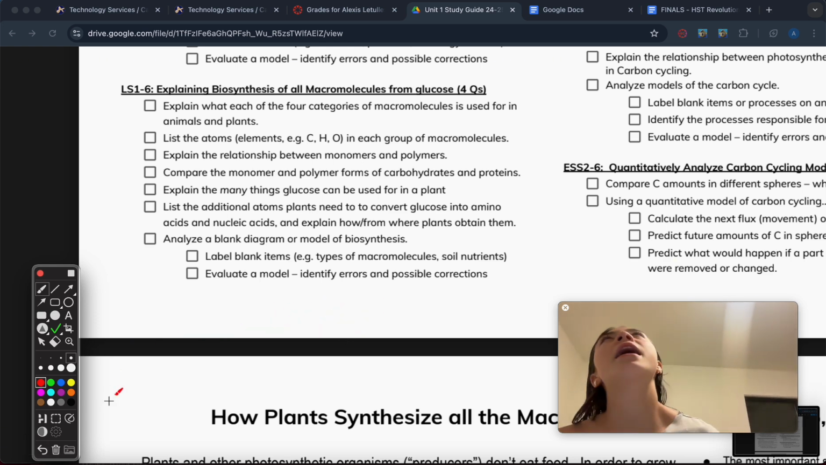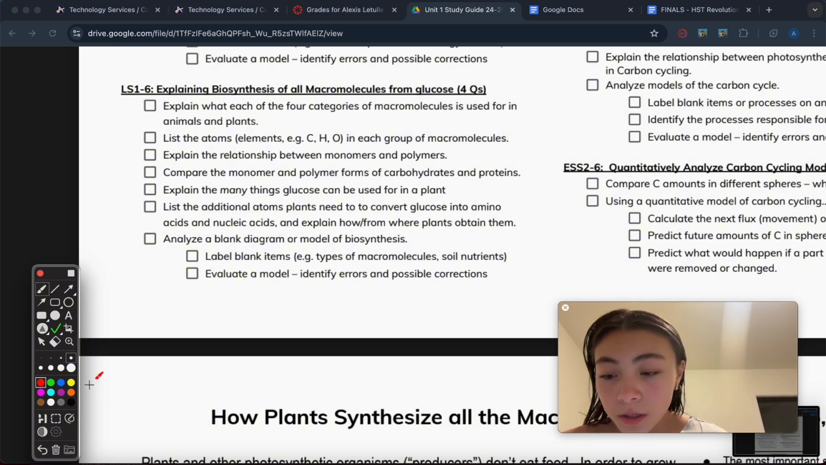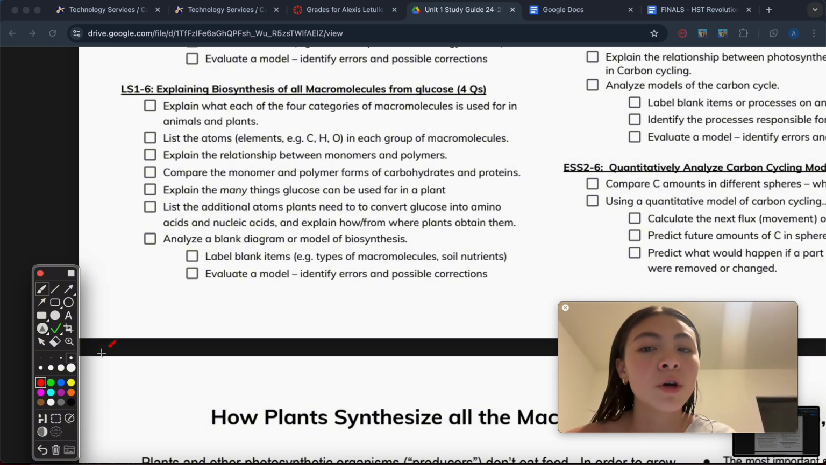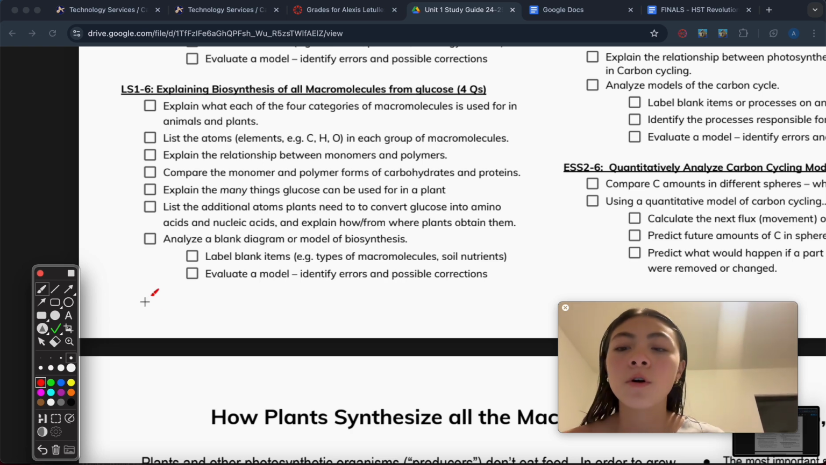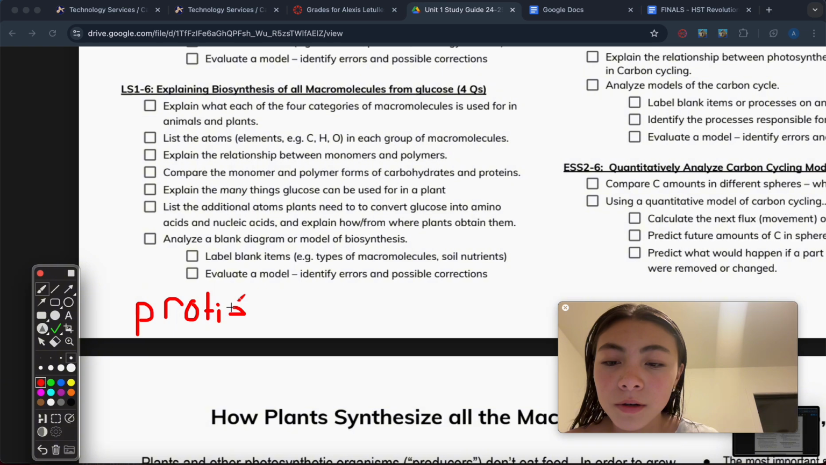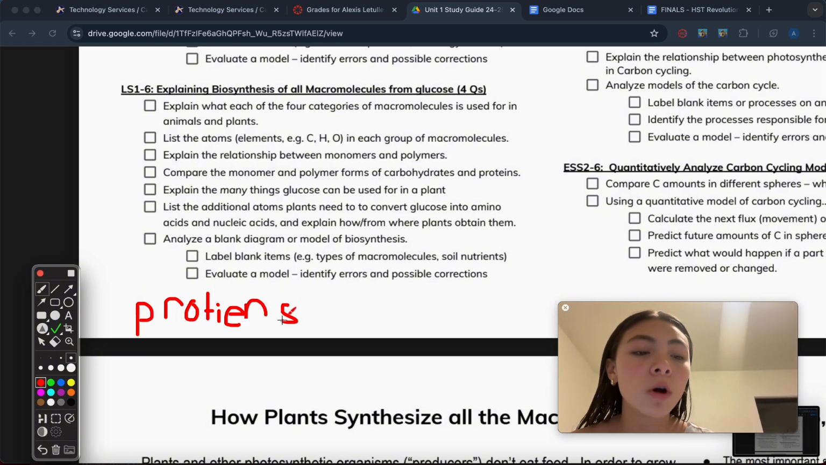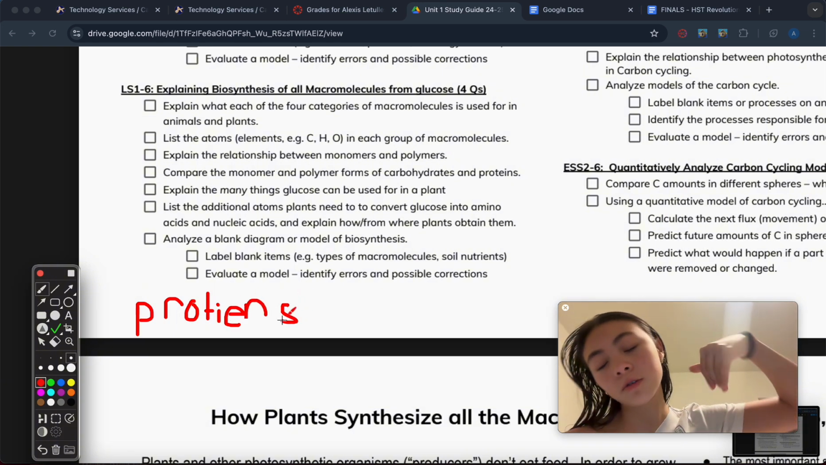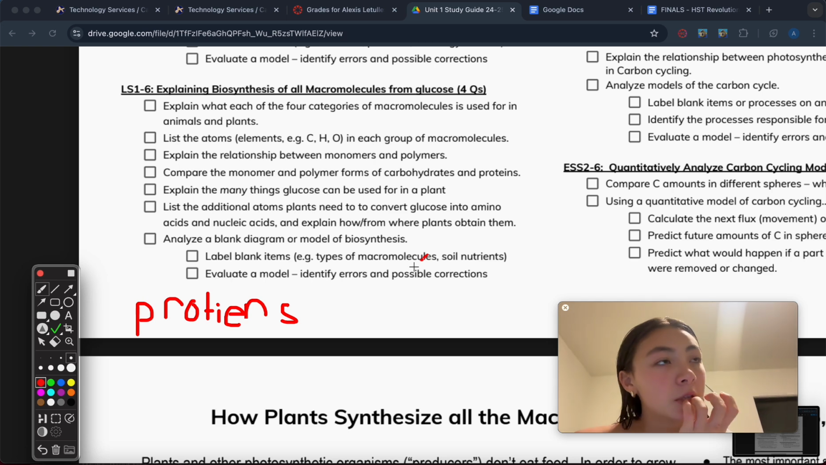Okay, and then we have phospholipids. I don't think those are really important for what we have to know, like what their purpose is. But for proteins, kind of like what I was saying earlier, sorry, this is going to take a while. For us, proteins are literally our structure. Again, our muscles.